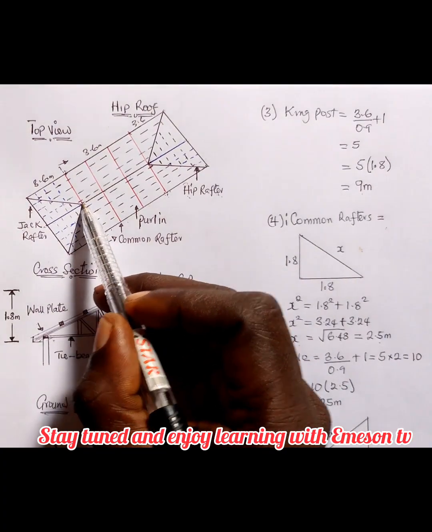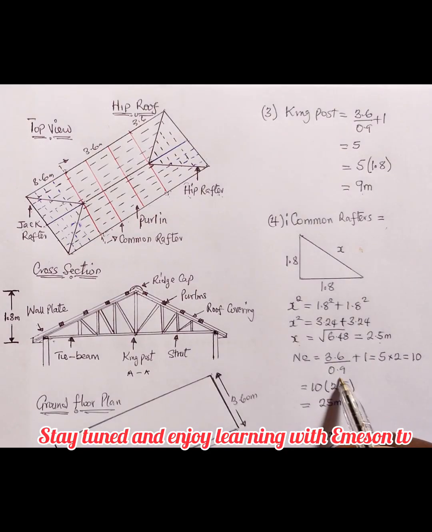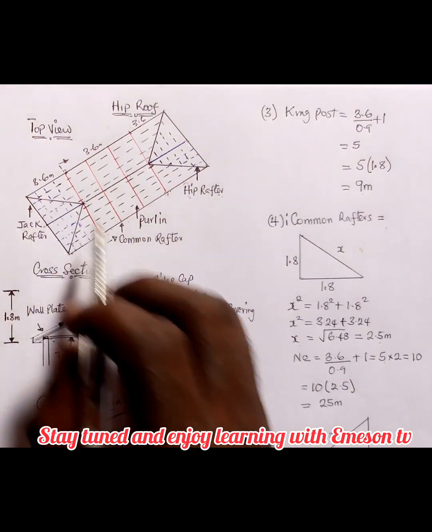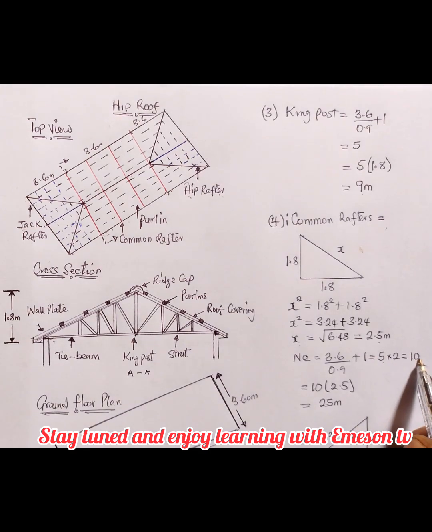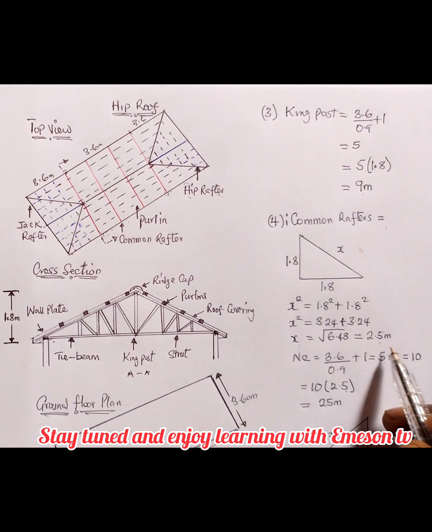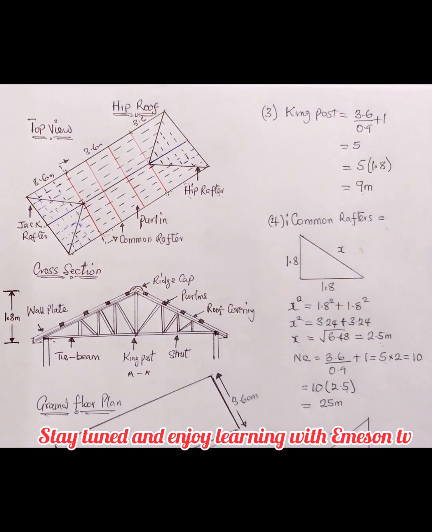So the rafter is spanning from here to here, which is 3.6. We say 3.6 divided by the spacing plus 1 will have 5 rafters. Because it's two sides, this and this, we multiply 5 by 2, to have 10. So we use 10 to multiply the length of one rafter, which is 2.5, which is this. We'll have 25 meter length. So for the common rafter, these ones will have 25 meters.